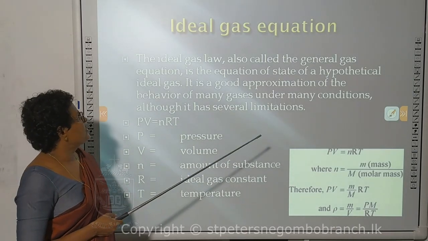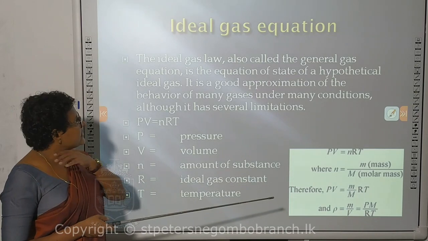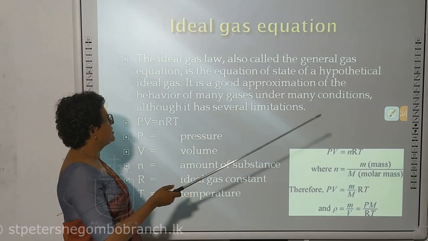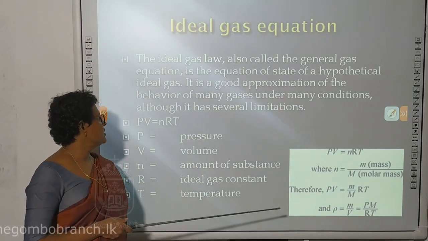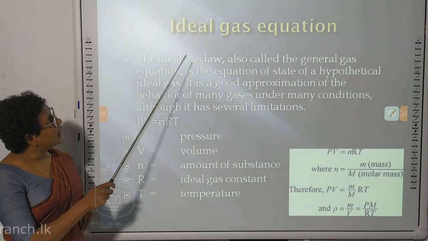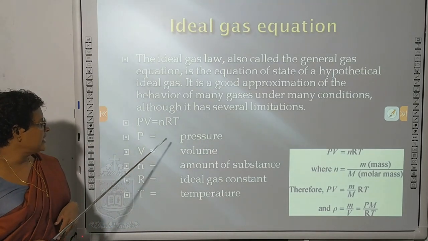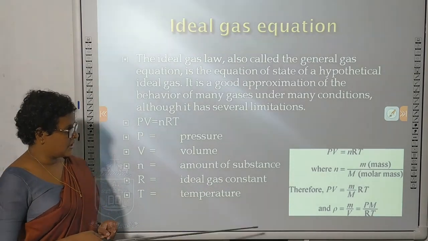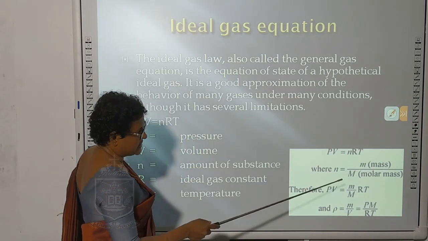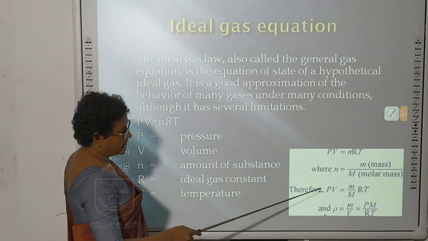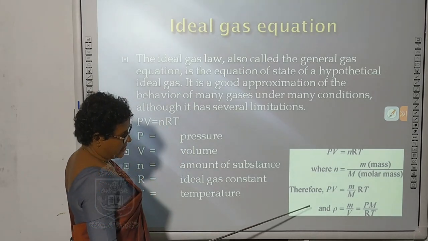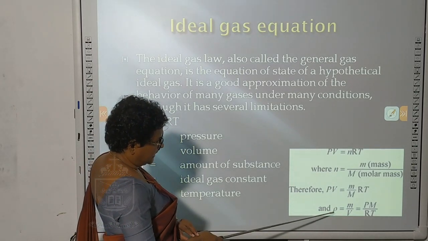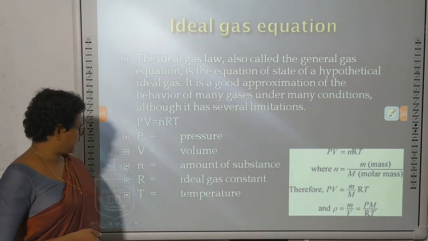Then the ideal gas equation. The ideal gas law, also called the general gas equation, is the equation of state of a hypothetical ideal gas. It is a good approximation of the behavior of many gases under many conditions, although it has several limitations. The ideal gas equation is PV equals nRT, where P is pressure, V is the volume, n is the amount of substance, R is the ideal gas constant, T is temperature. Now, n is small m, mass, divided by capital M, molar mass, right? So therefore you can write PV equals m over M RT, and if you want density, density is m over V. That means density equals PM over RT, right?